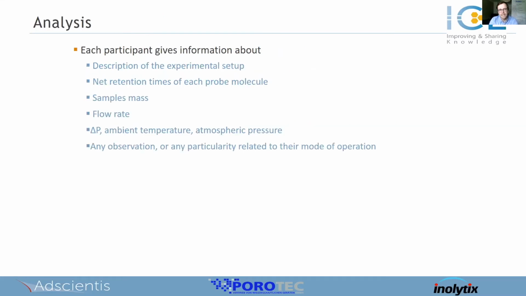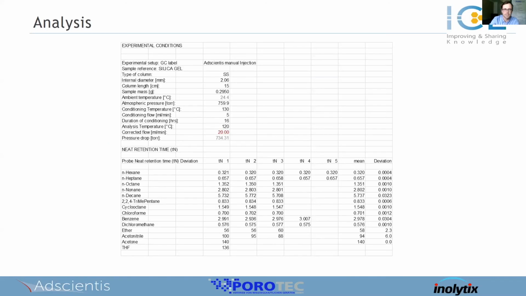Each participant gave us information about the experimental setup, the net retention time, sample mass, flow rate, pressure drop, and any other observations. The data we got look like this. We have the setup with all the information with which system the measurements were made, the pressure, temperature, and any additional information. And below we have the net retention times.